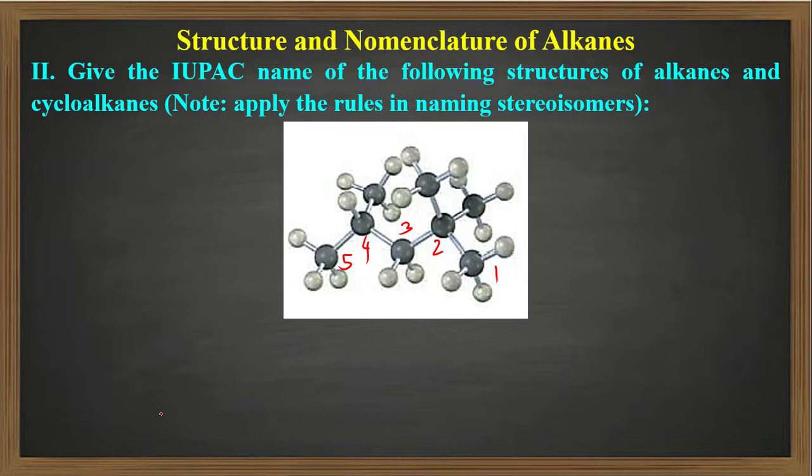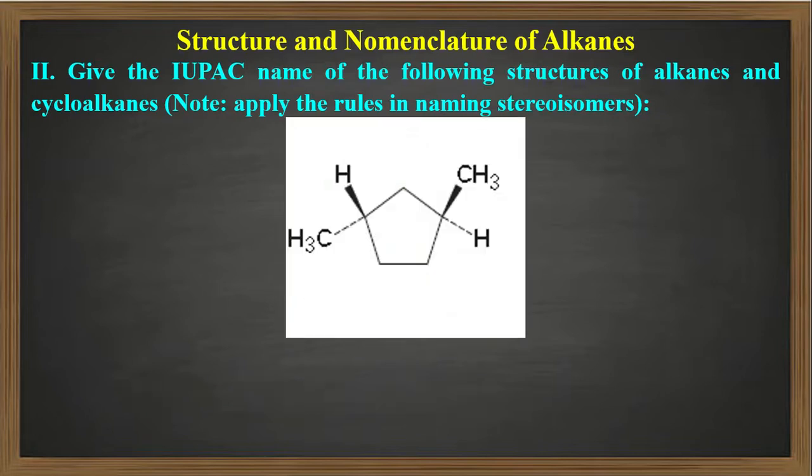Okay? So the name for this compound will be, there are three methyls, two in carbon number 2, one in carbon number 4, and that will be trimethyl. And then the longest chain contains 5 carbon atoms, and that will be pentane. Okay? Trimethyl pentane. Alright. Let's proceed with the next one.